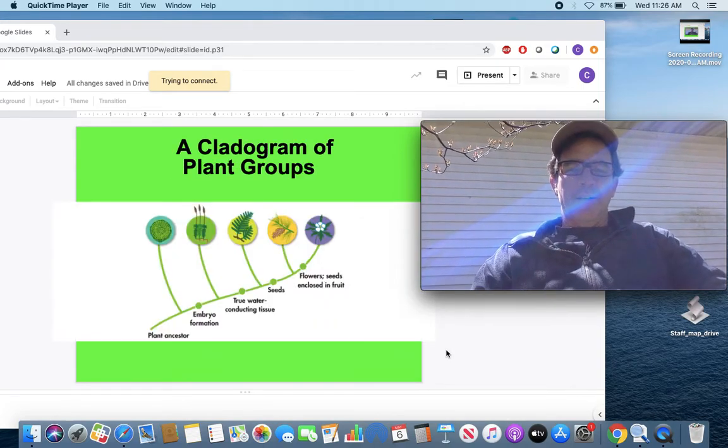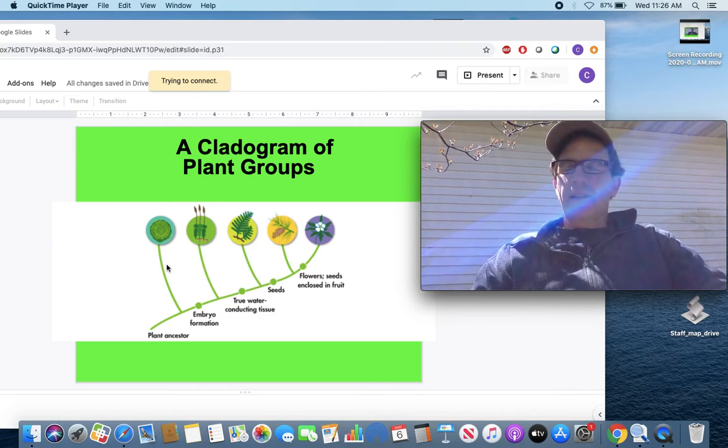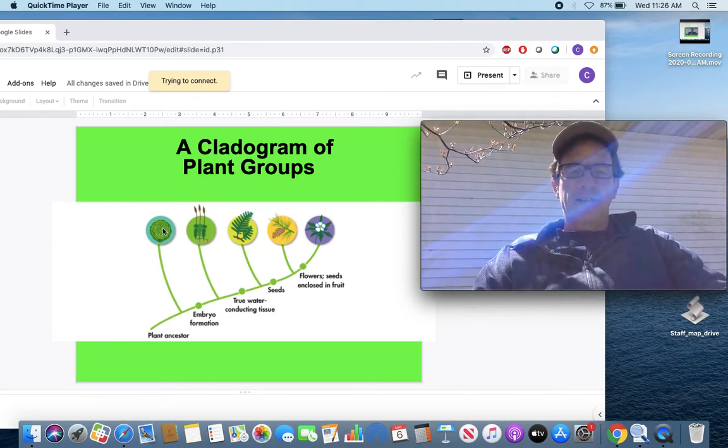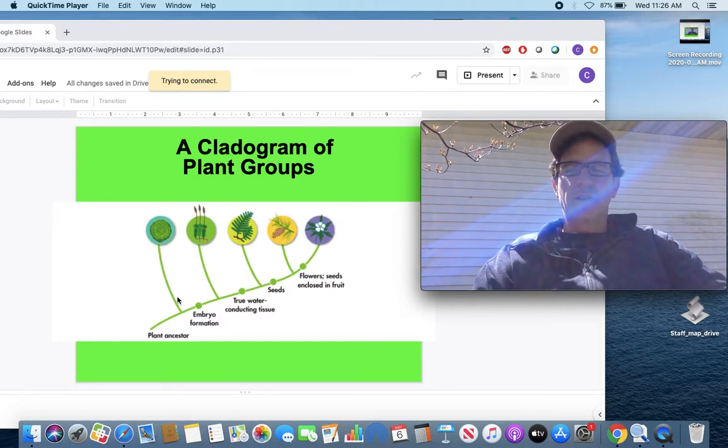So looking at the cladogram of plants again, plant ancestors we think was some green algae kind of organism. Simplest kind of plants are these algae, green algae. They have no cell specialization, no tissue, and no embryos.